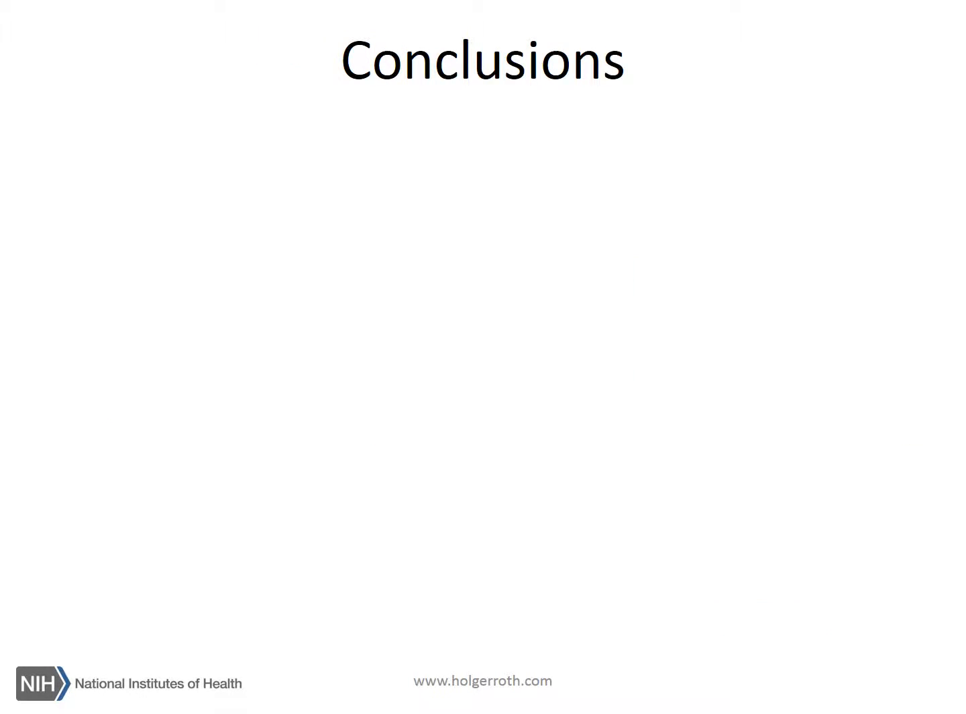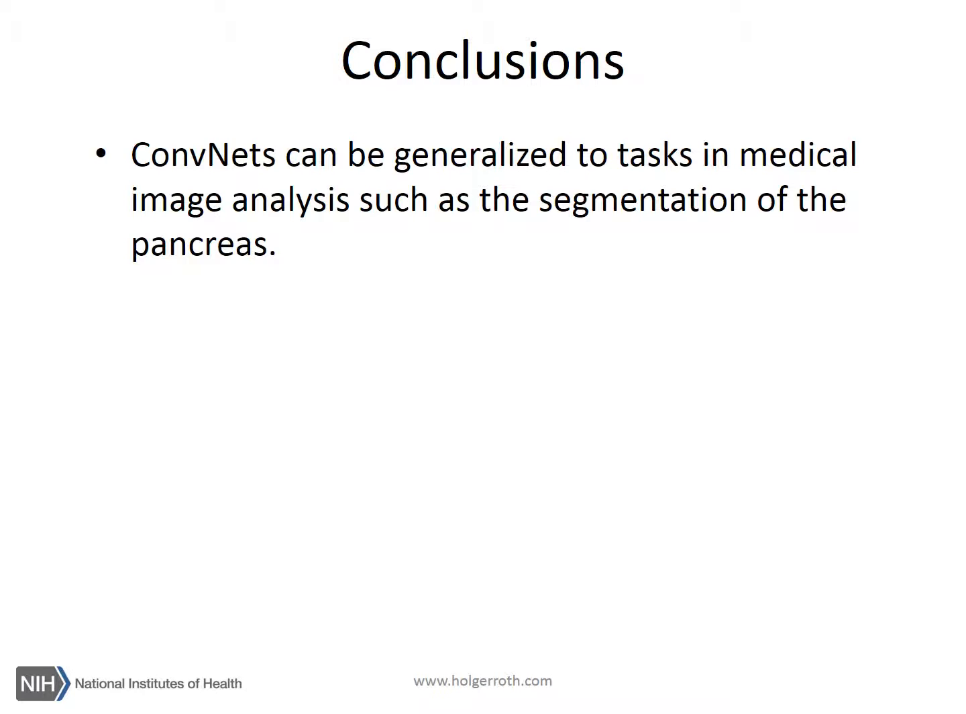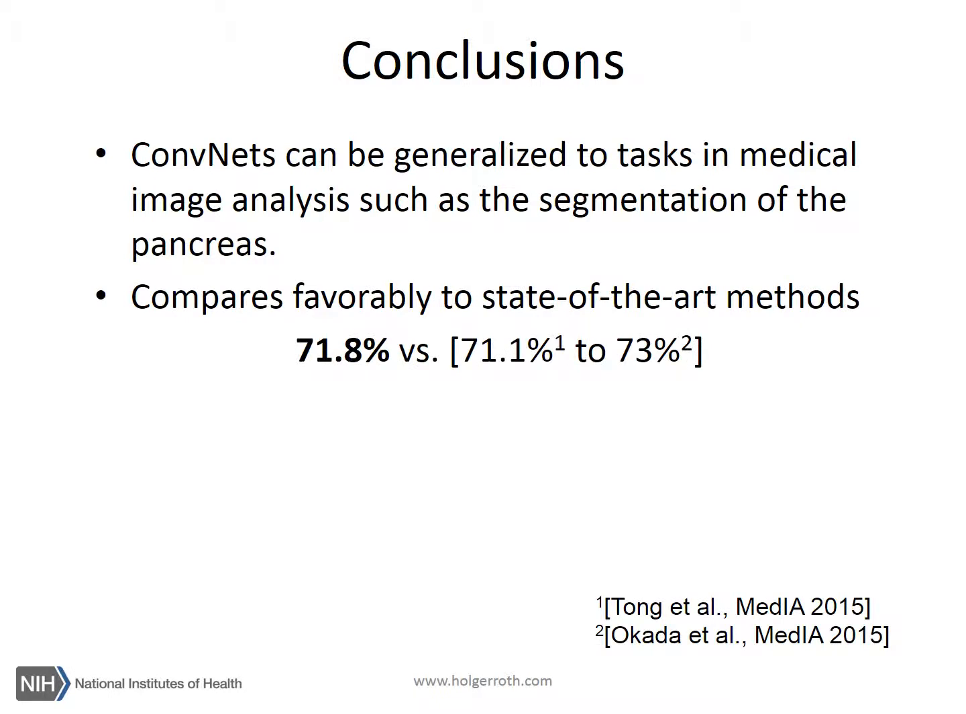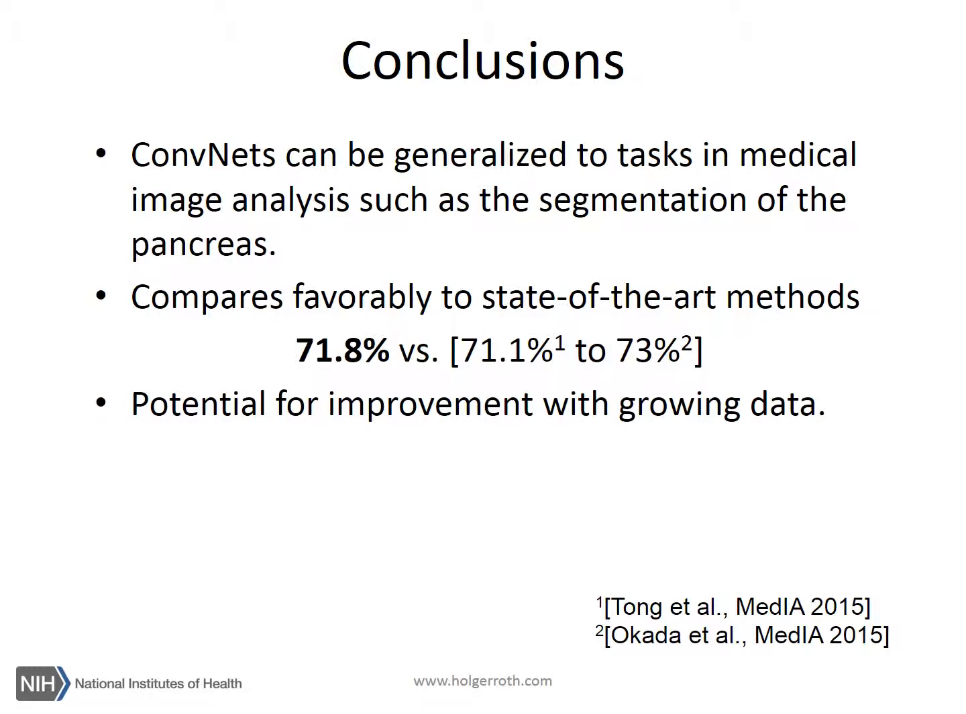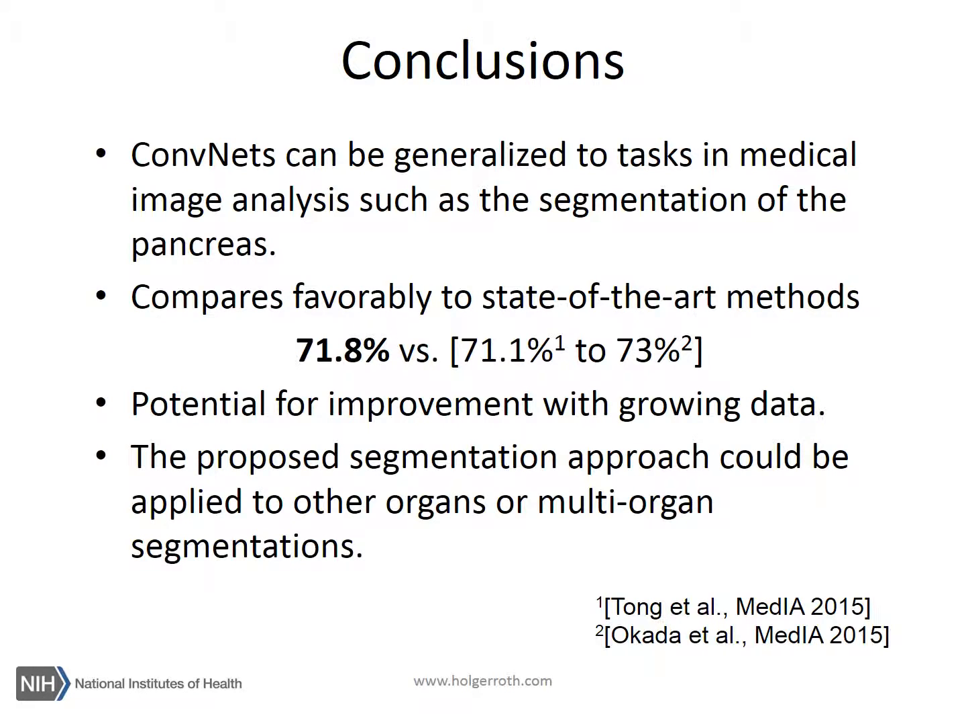In conclusion, ConvNets can be generalized to tasks in medical image analysis, such as the segmentation of the pancreas. We compare favorably to the state-of-the-art methods with 71.8 versus 71.1 to 73%. This approach has a lot of potential for improving with growing data. The proposed methods could be applied to other organs or multi-organ segmentations as well.